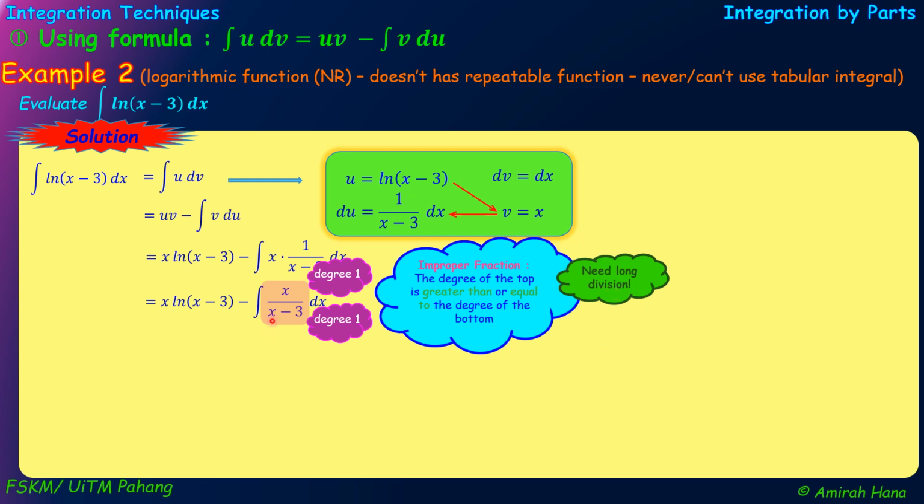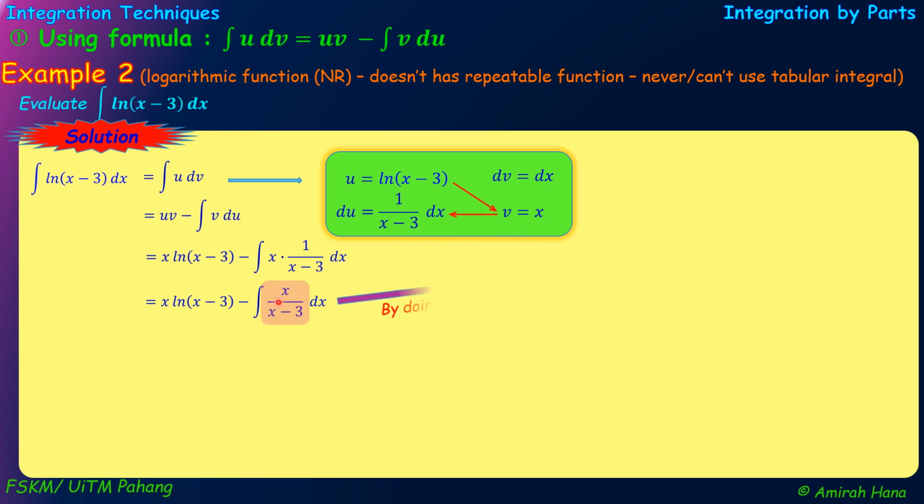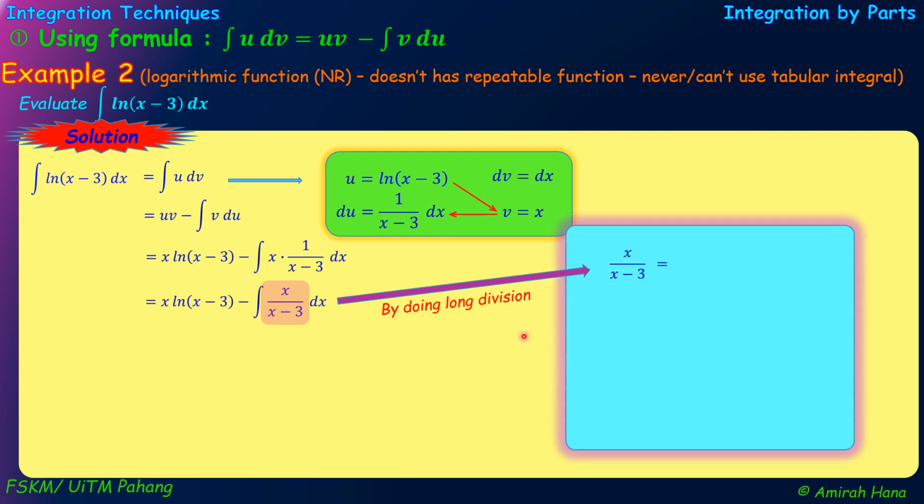Alright, so from here, by doing long division, we have x over x minus 3. We put x minus 3, the denominator, outside the division symbol, and the numerator inside the division symbol. We can write x plus 0 for any missing term to avoid error.